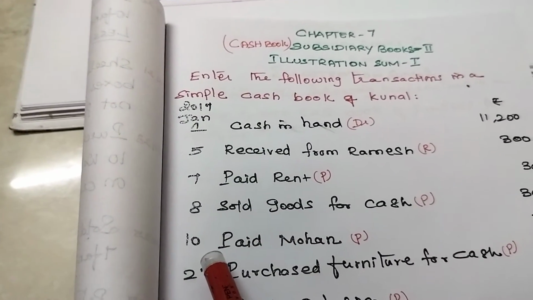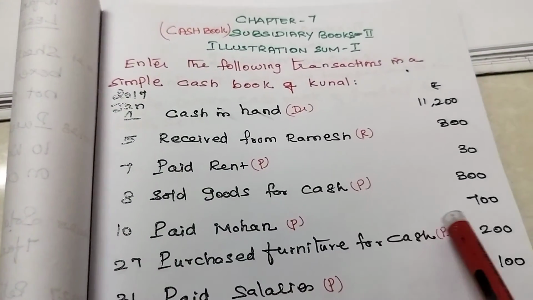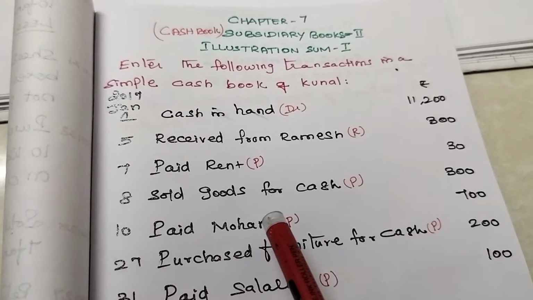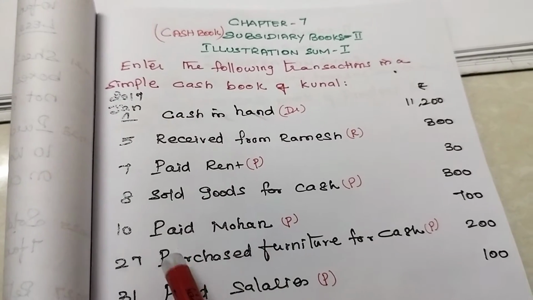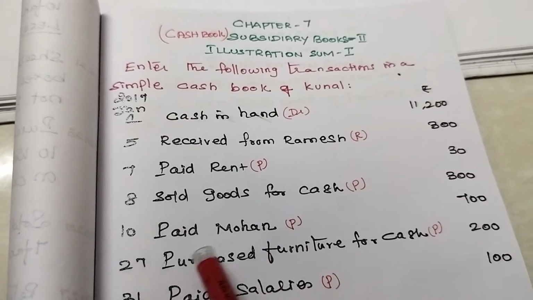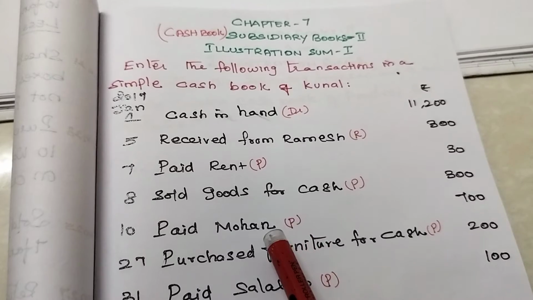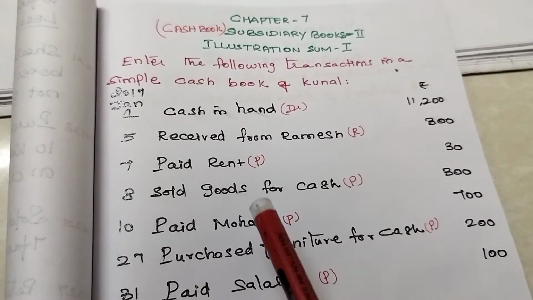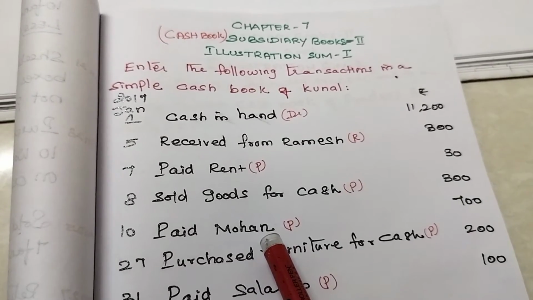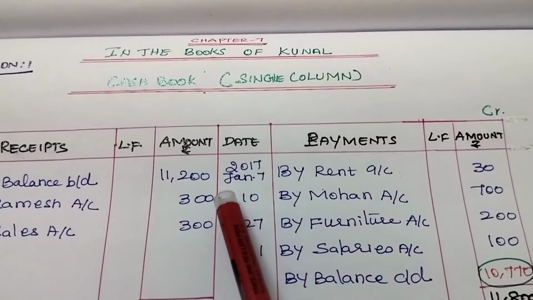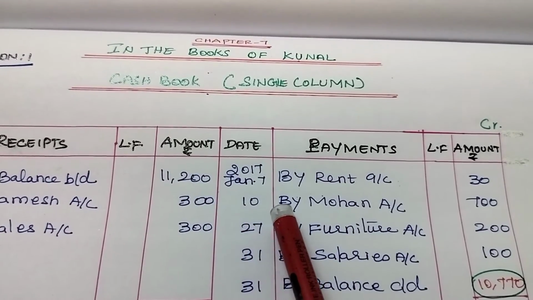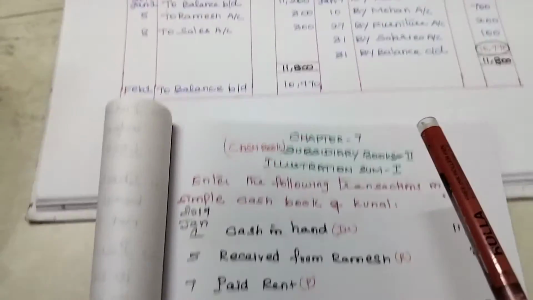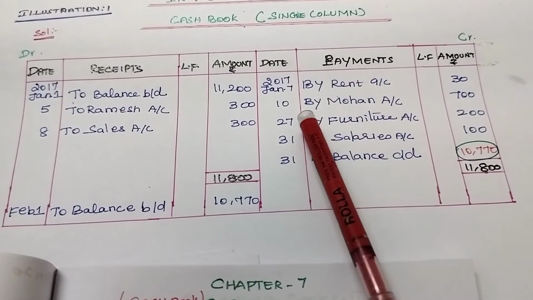Then on 10th January, paid Mohan 700 rupees. Paid Mohan means paid cash to Mohan. Whenever you pay cash, your cash account decreases, and whenever the cash account decreases you have to credit the cash account. On the credit side you have the payment column. So on January 10, By Mohan account, 700 rupees, because paid to Mohan means payment.